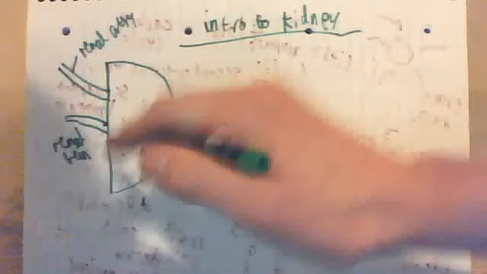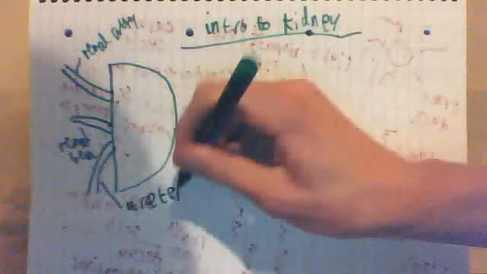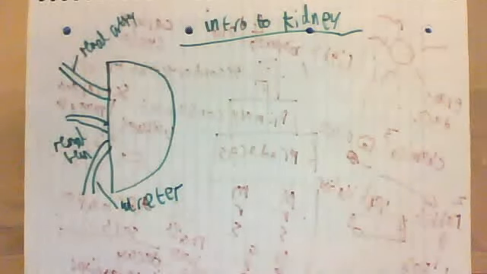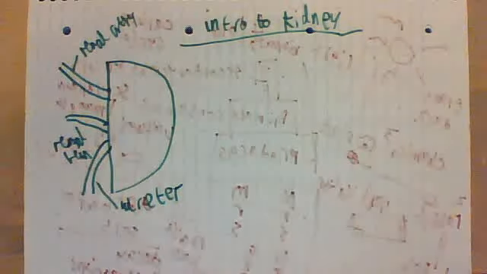Okay, so first of all, you have your renal artery, which takes blood into the kidney. And then you've got your renal vein, which takes blood away from your kidney. And you've also got your ureter, which doesn't actually drain blood. It takes away your filtrate, your glomerular filtrate, away from the kidney. But don't worry too much about that. I'll discuss that in a minute.